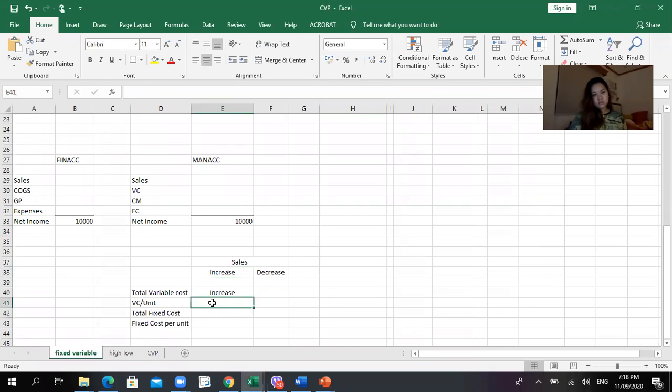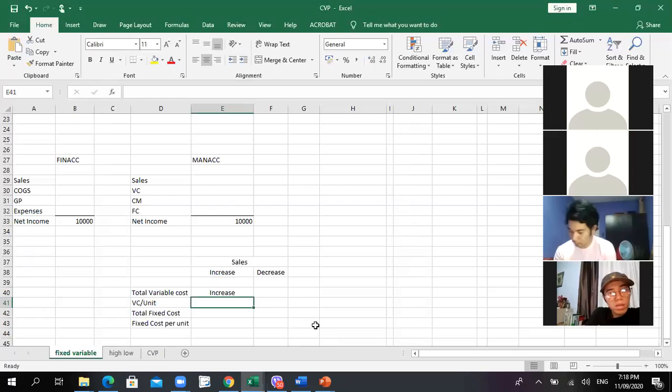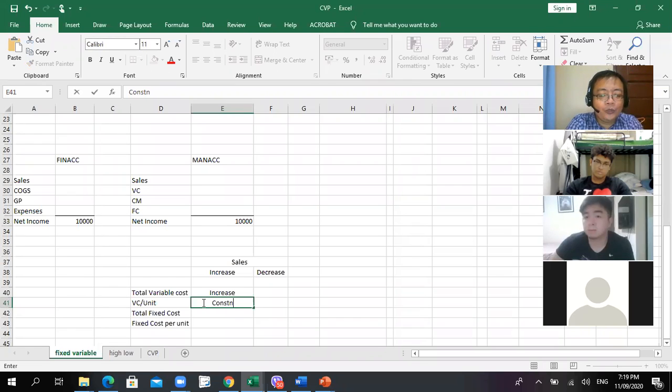Take note, this is a review from your last year. Sir, it will decrease. All right, what will decrease, the variable cost per unit? Said Janina. Is that right? Any other answer? Constant. All right, the answer is? No effect. The answer here is constant. Later, we will go over why it is constant.